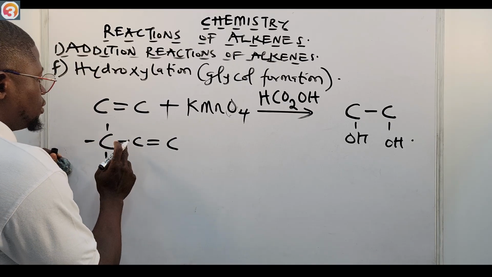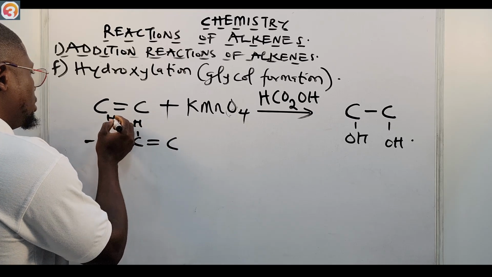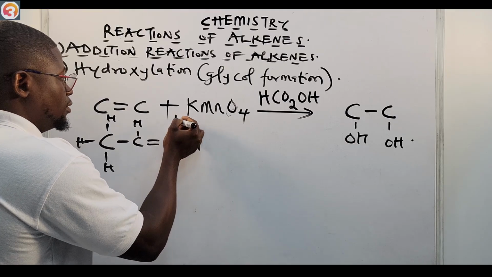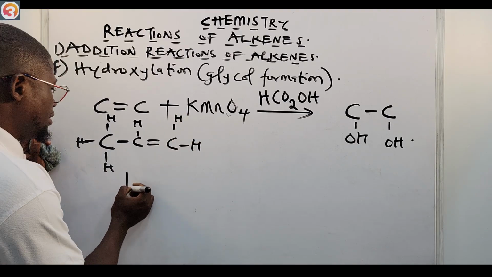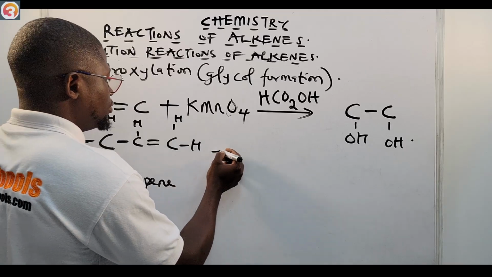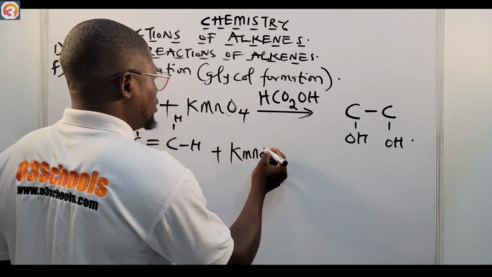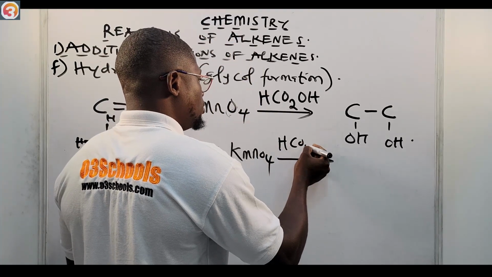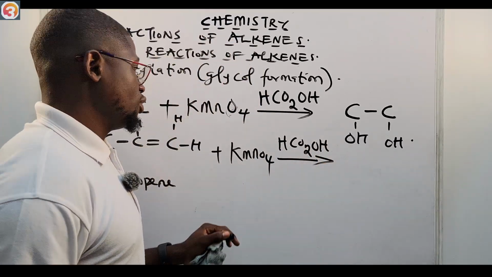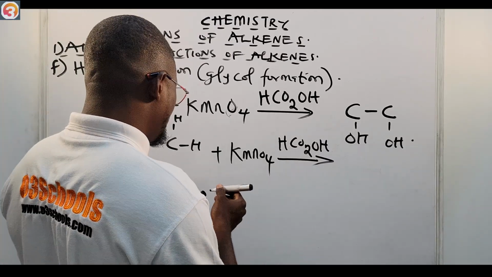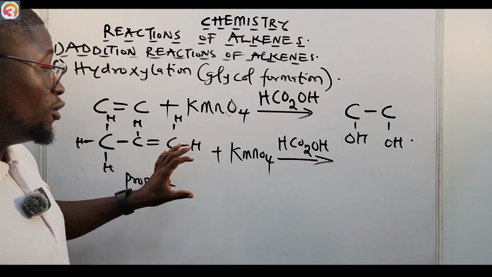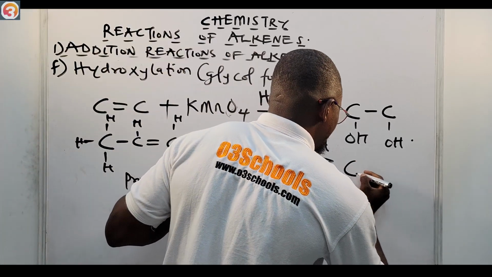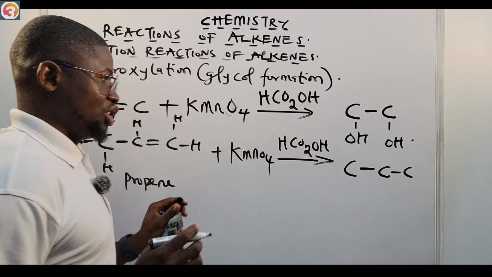So let us complete this structure now. This is 1, 2, 3, with hydrogens filled in. That's our propene, reacting with KMnO4 under the influence of performic acid, HCO2OH, to give us a diol. The alkanol that will be formed will have three carbon atoms: 1, 2, 3. So I'm going to have our C.